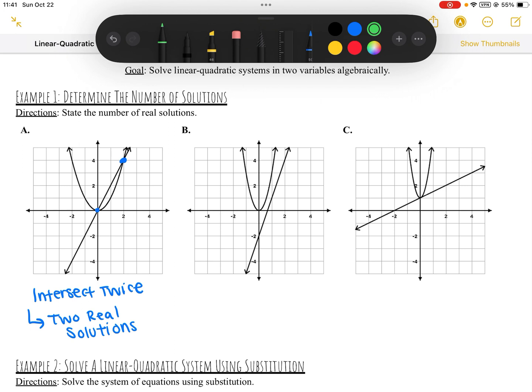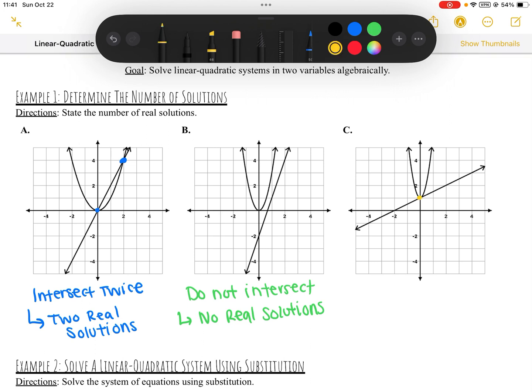For B, my graphs do not cross at all. They do not intersect. So in this case, there are no real solutions. There's a possibility that there are some imaginary solutions, but we can't observe that off a graph. We would actually have to algebraically go solve for that.